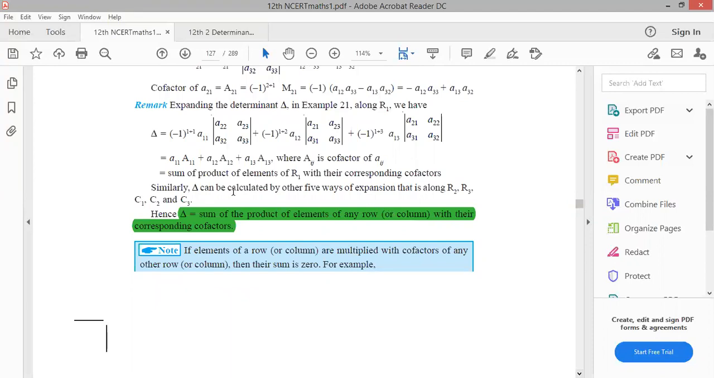Here's a remark. I would like to highlight the conclusion of this remark. That is, the value of any determinant is equal to the sum of products of elements of any row or column with their corresponding cofactors. So you multiply the elements with their corresponding cofactors of any row or column, and you will get the value of the determinant.